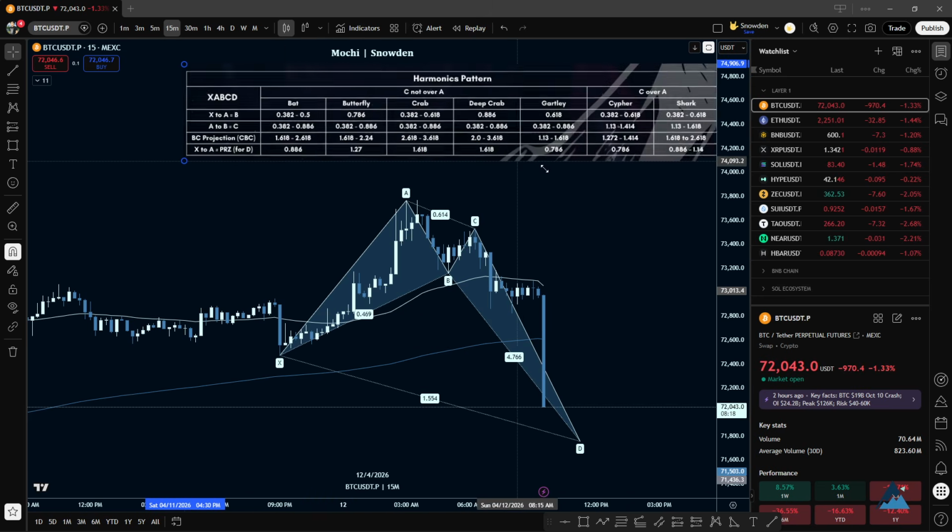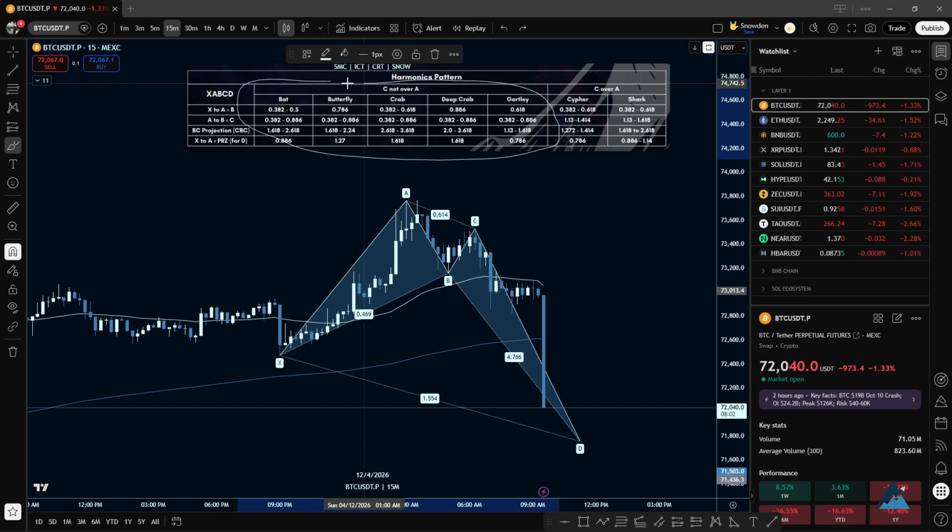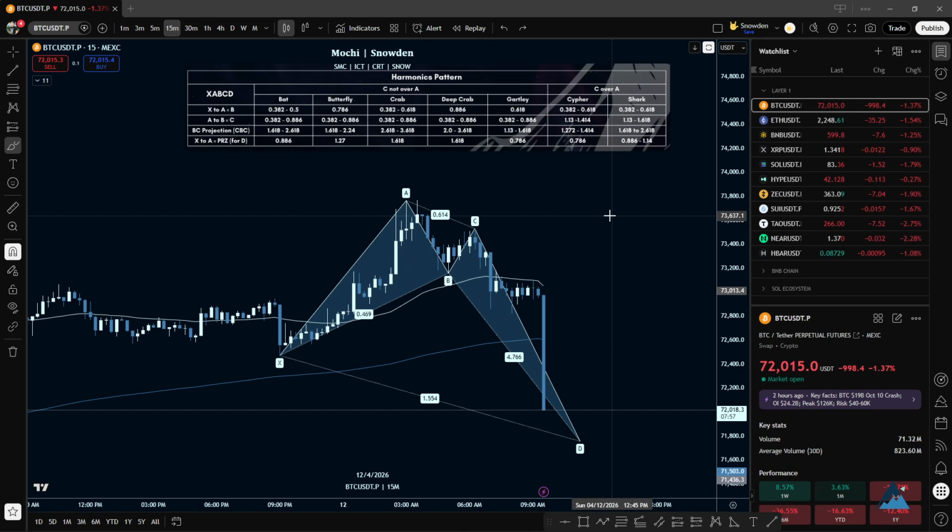Diba? So, live harmonics tayo. So, mabilisan. B-leg. Where's the B-leg? X is C over A? Hindi lumagpas. So, hindi. So, dito tayo titingin sa area na to. C not over A. Kita? Ngayon. Okay, ngayon. Tingnan natin.